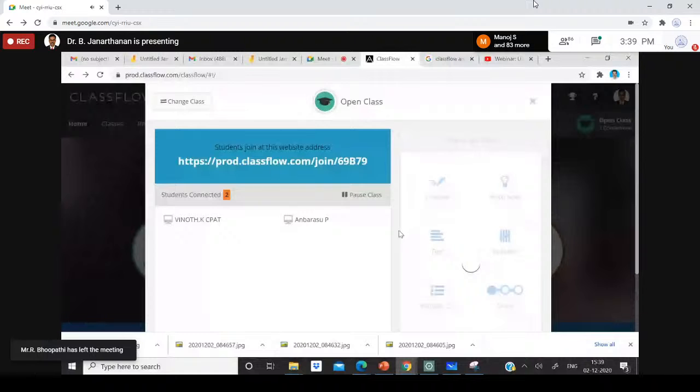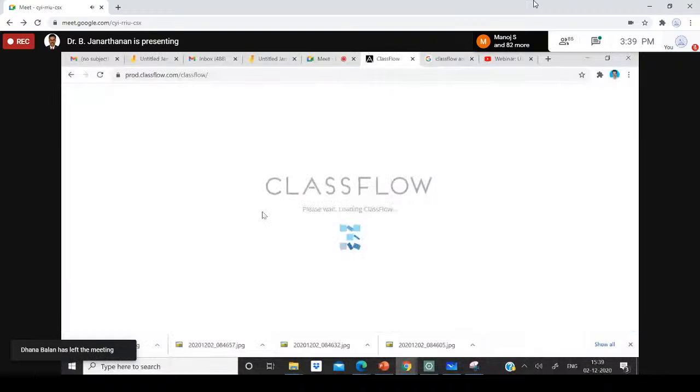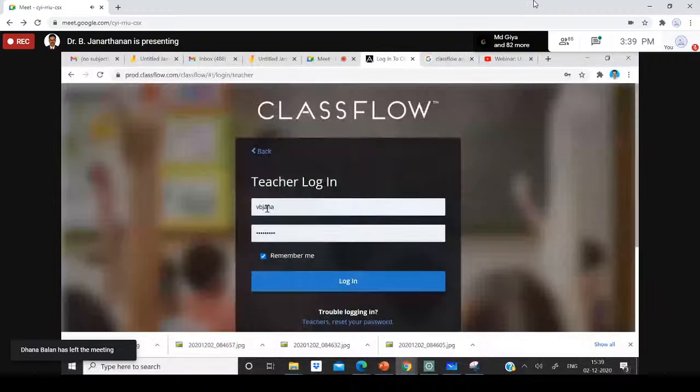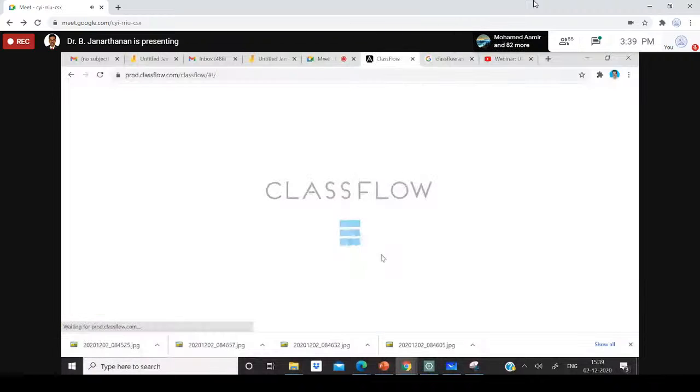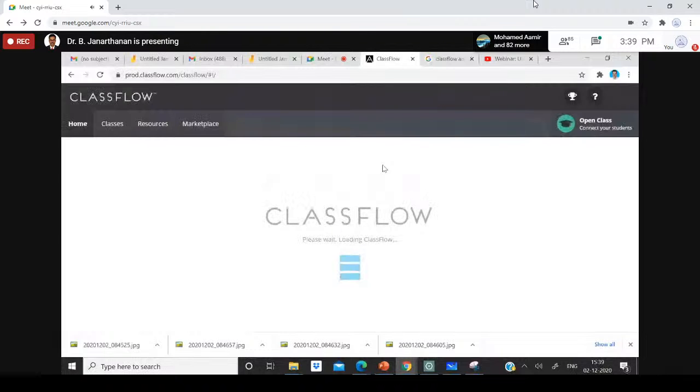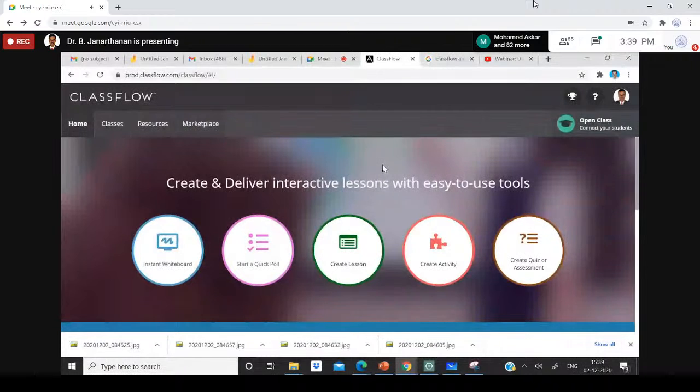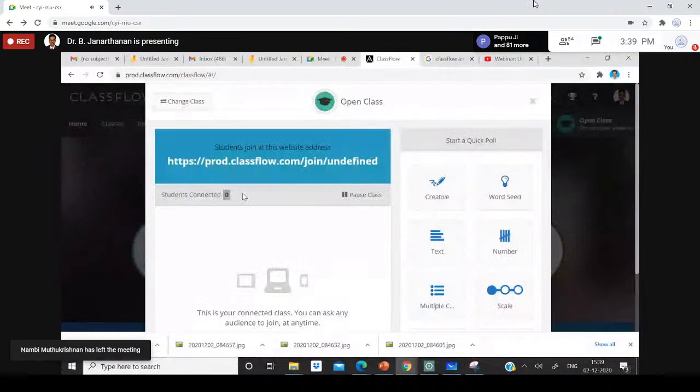Now if you type something, oh, sorry, it has come out from the class flow. Again, I'll try to log in. Sorry for the delay, I'll make it very quick. In 5 minutes I can show what features are available, then you can play around with these tools on your own. When I say start quick poll, nobody is connected, because it is saying undefined class. So there is some problem.